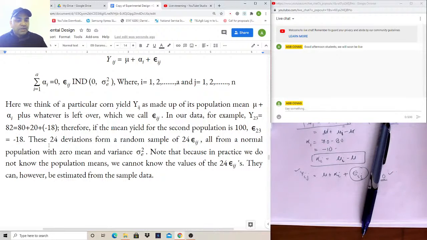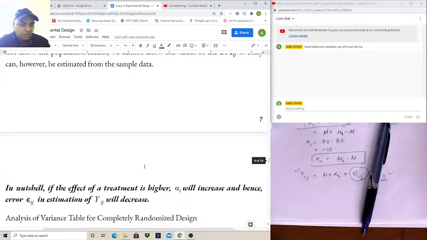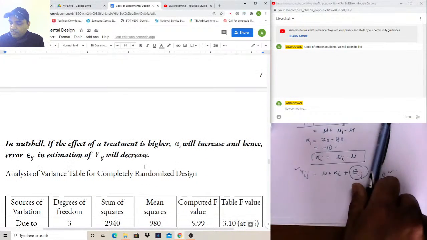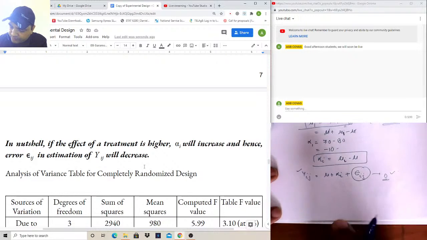Okay. So these 24 deviations epsilon ij from the random sample are all from a normal population with 0 mean and variance sigma e square. So when you add them up, this will be equal to 0. So in a nutshell, what you should understand here is from this model, this is your final model.